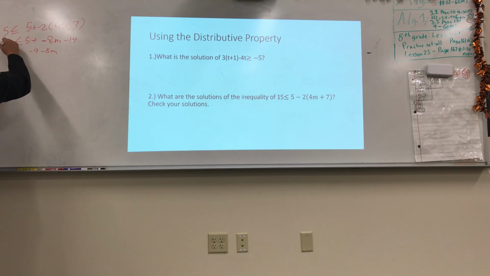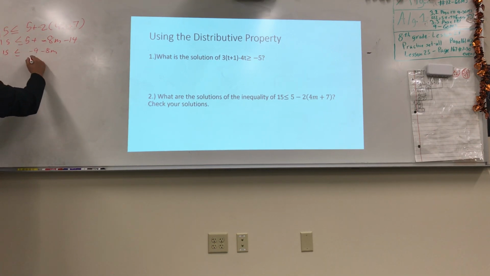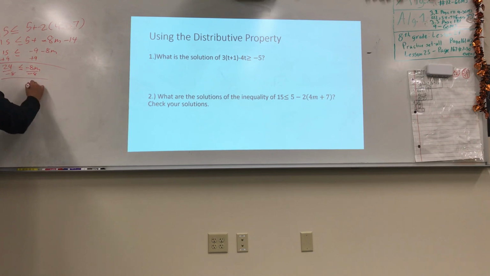Bring this down. Alright, we're going to add 9 to both sides. You get 24 is less than or equal to negative 8m. Divide by negative 8, divide by negative 8. We divided by a negative, so once again we have to switch the sign since it's an inequality, which then would give me m is less than or equal to negative 3.